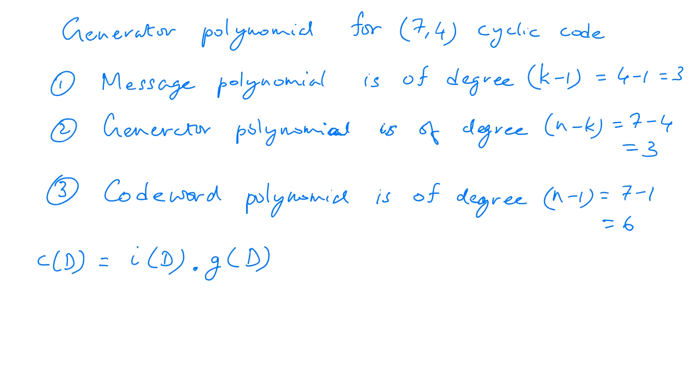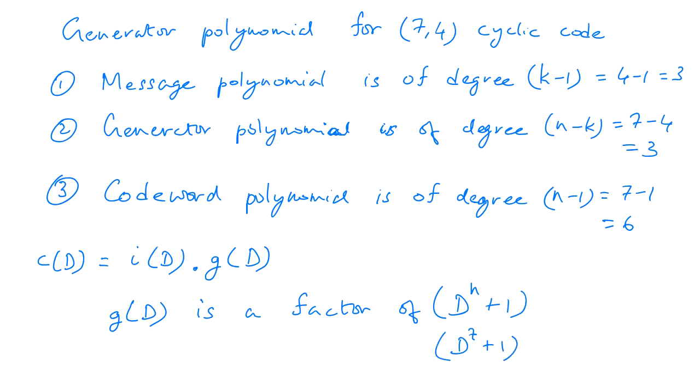Now I'm just going to give you one condition on g of d. Because we are going to create a code word of block length 7, that is n, the generator polynomial g of d is a factor of d power n plus 1. How do you choose it? In this case, n is 7. So we'll take the polynomial d power 7 plus 1, and we have to factorize this.